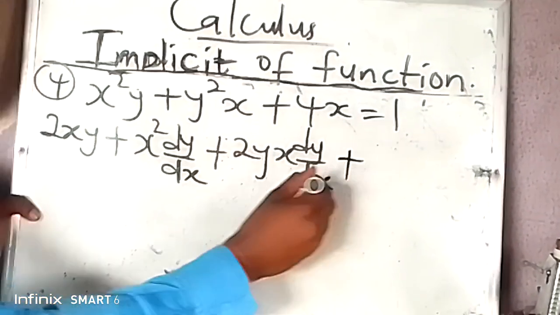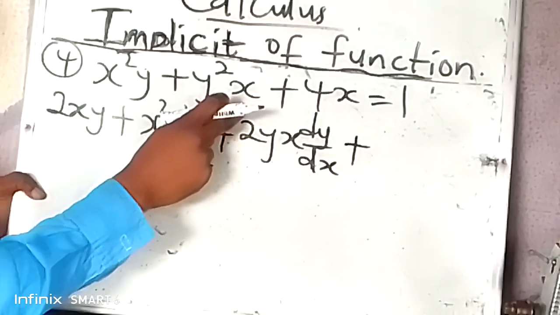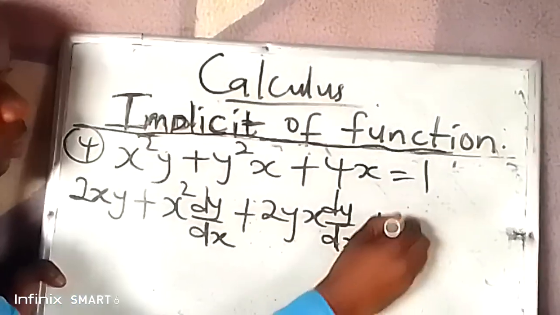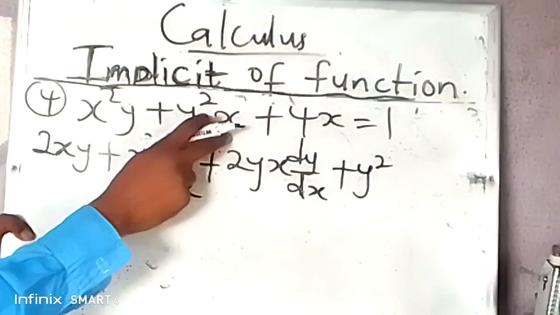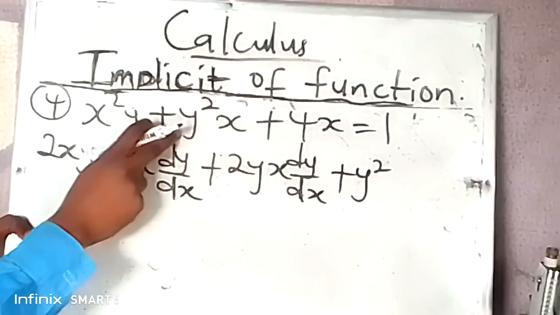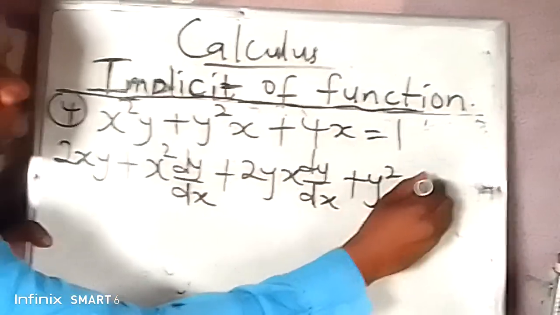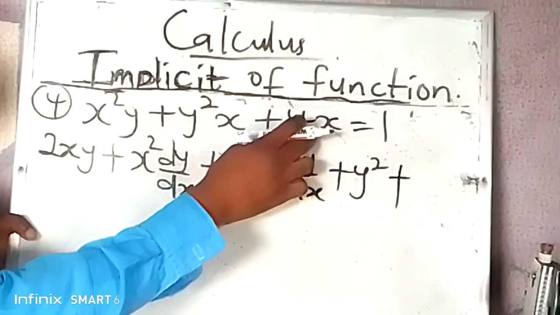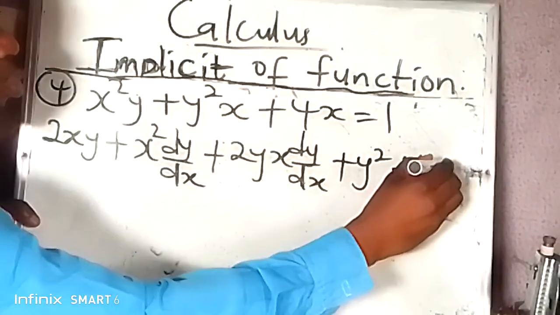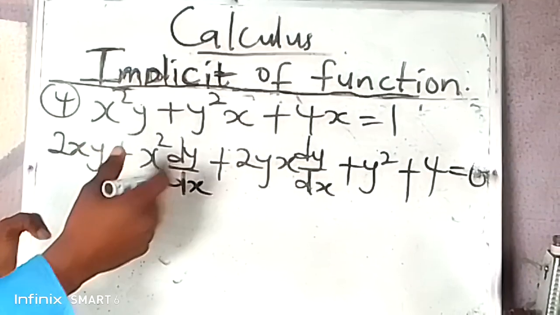Plus, I need to differentiate x. If I differentiate x, that is 1. Another letter is 1. So I'm going to have y squared left. Because I differentiate x, which is 1. So I'm going to have this one left, which is y squared. And I cannot write the dy/dx because it is x that I differentiated. Now plus, what is the differentiation of 4x? 4. I can't put any dy/dx there because it is x. Equals to what is the differentiation of 1? That is 0.